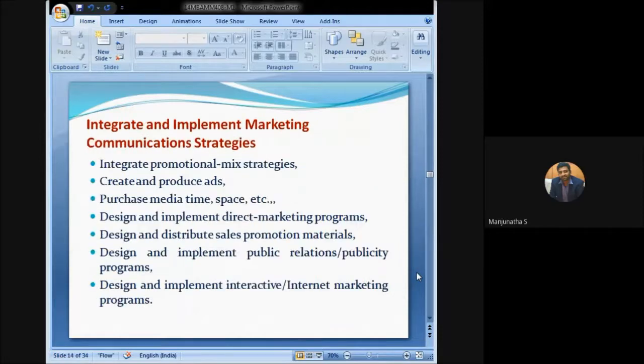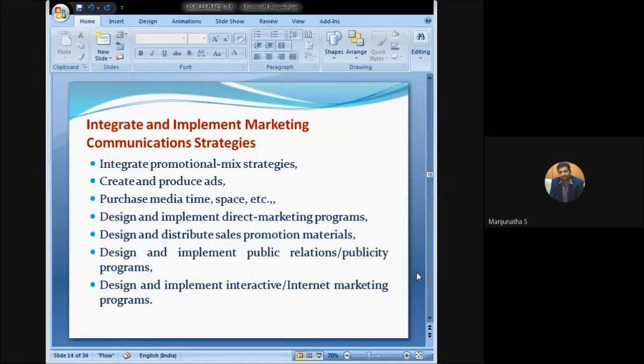Then, moving to the next step: integration and implementation of marketing communication strategies. Here, integration and implementation means executing all the strategies which we have discussed in the previous steps, that is advertisement, sales promotion, direct marketing, personal selling, and interactive or internet marketing. Any IMC programs which we have discussed previously, this is the execution stage. It may be integrated promotional mix strategies, so we have to make a promotional mix.